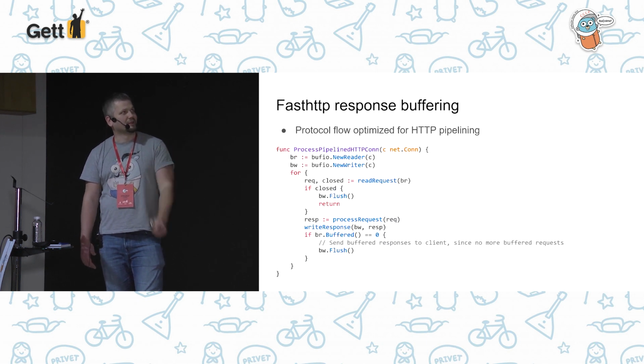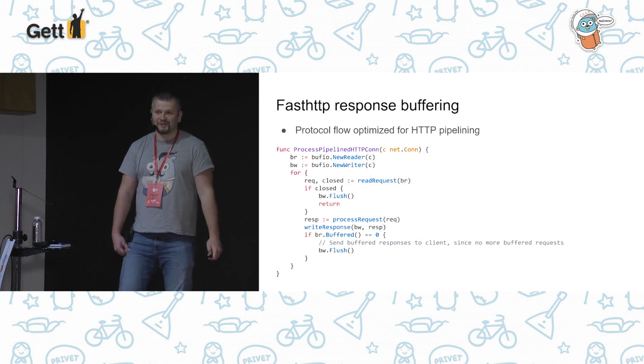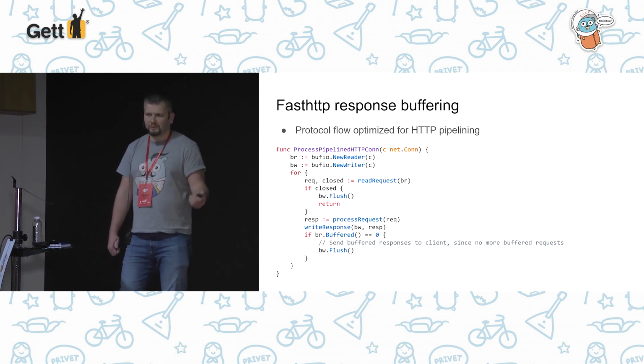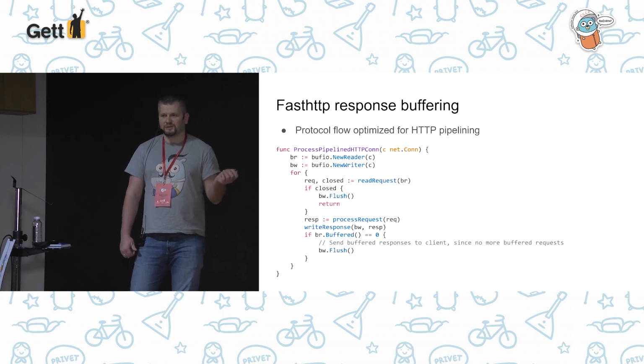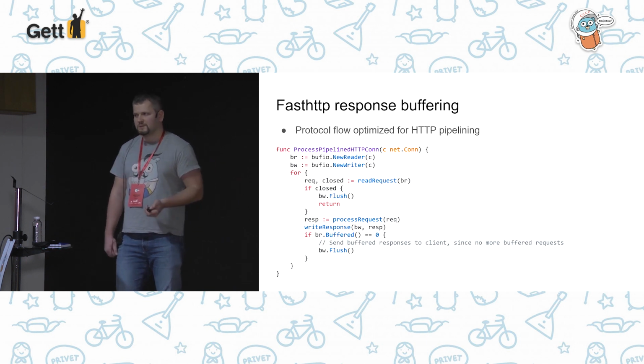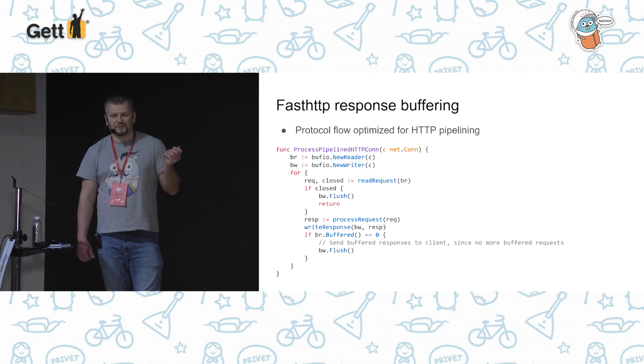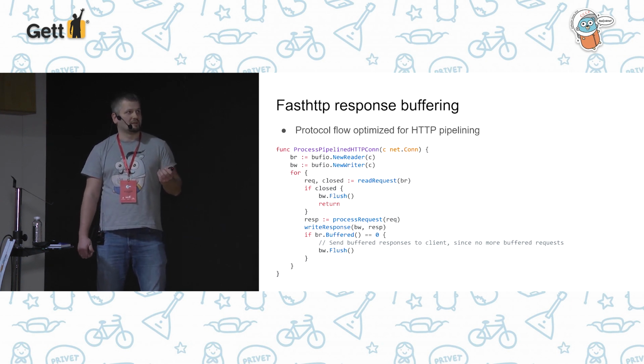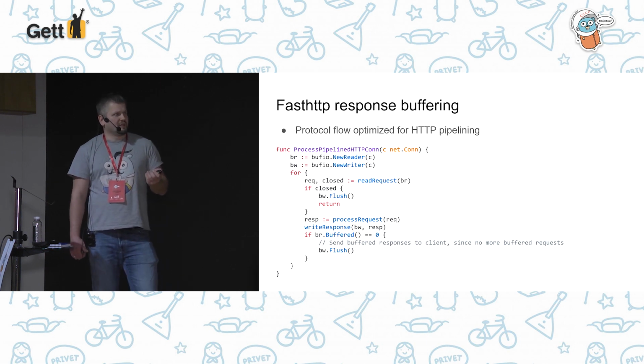To fix that, we do something like this. This is a function that's optimized for HTTP pipelining. If you don't know what HTTP pipelining is, it's when you send several requests via HTTP without waiting for the answer from the server. That's how this optimized function looks. So we wrap the connections, we route them to the buffers, buffered readers and writers, and then in a loop we read the request from the buffered connection. If it's closed, we flush everything we have in our write buffer, and then we exit the function.